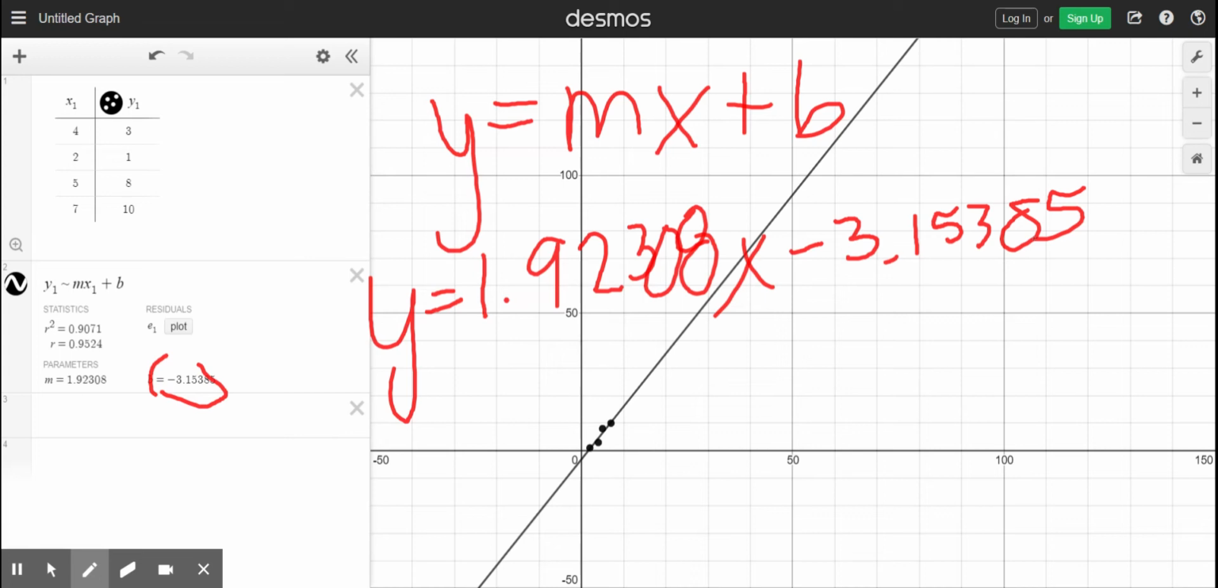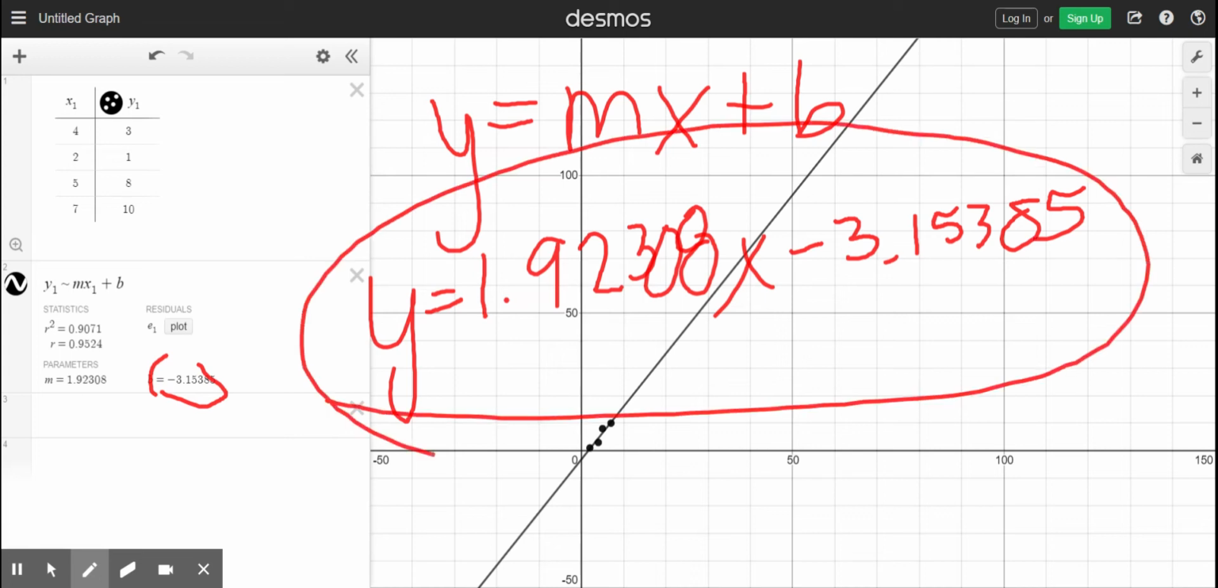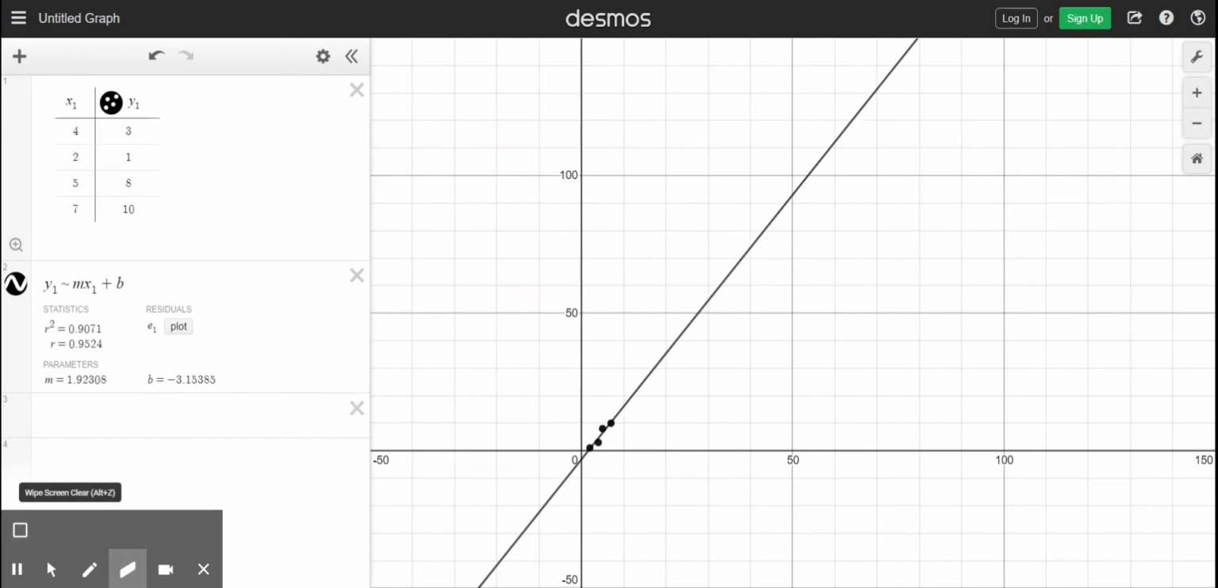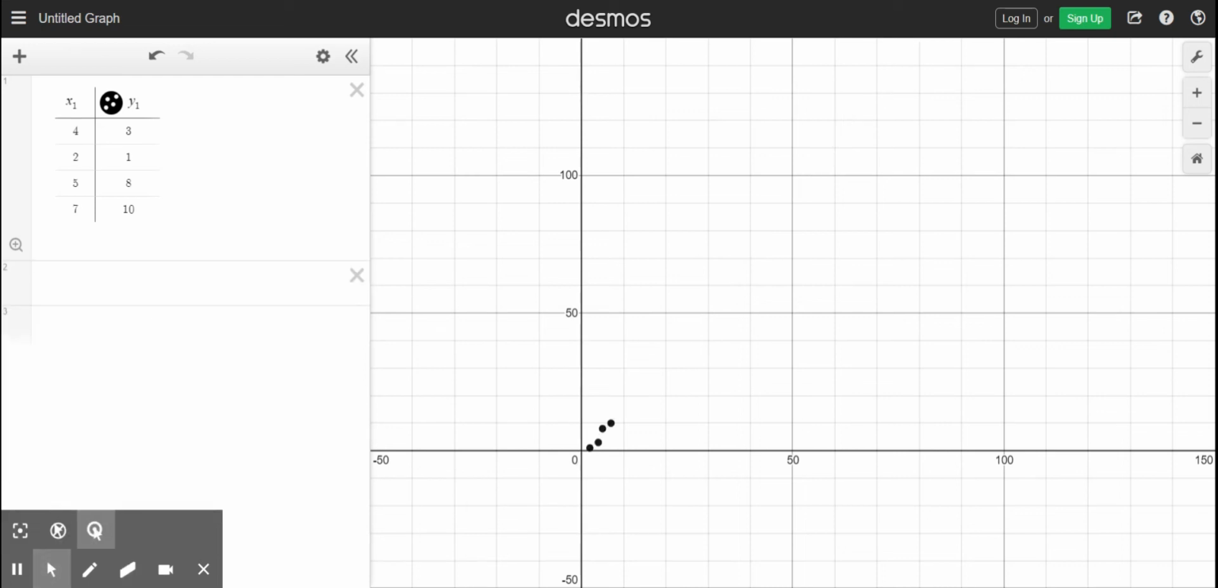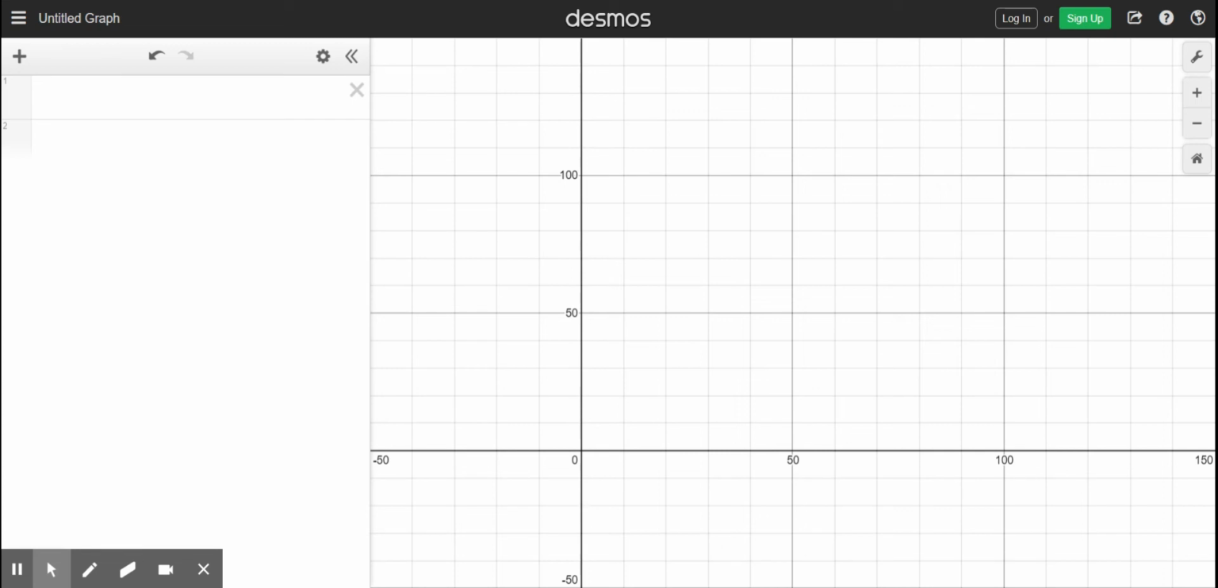So now what we can do is we can take this formula or this equation and we can use it to predict the output, the y, or maybe the input, the x. Okay, so let me do that one more time. Okay, so let me get rid of this. Sorry, there we go.